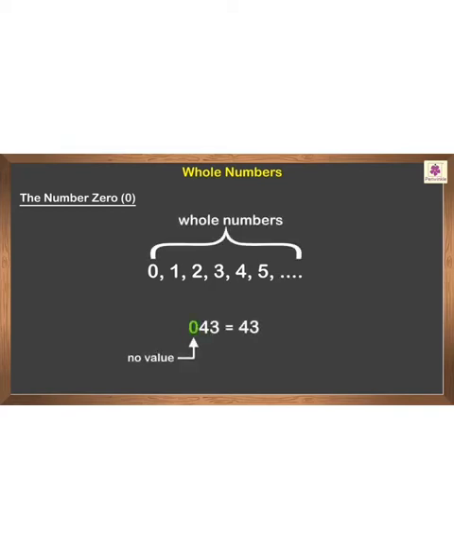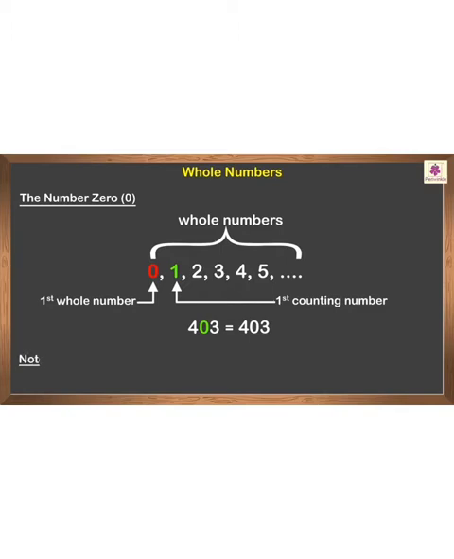0 has no value if placed before a natural number, but it has a significant value when placed after a natural number. Although 0 is the first whole number, the first counting number is 1. But numbers like 1 upon 2, 1.8 and 2.2 are not whole numbers.